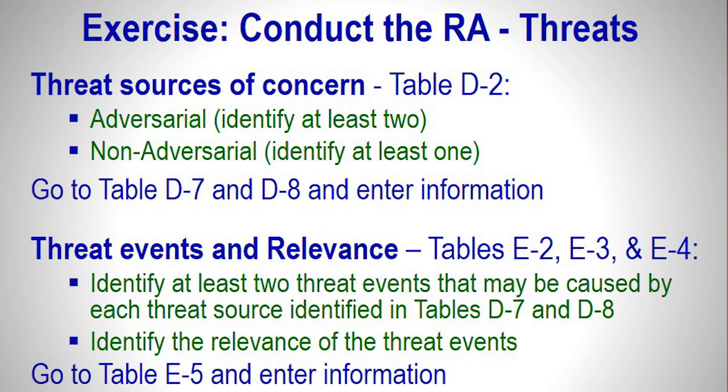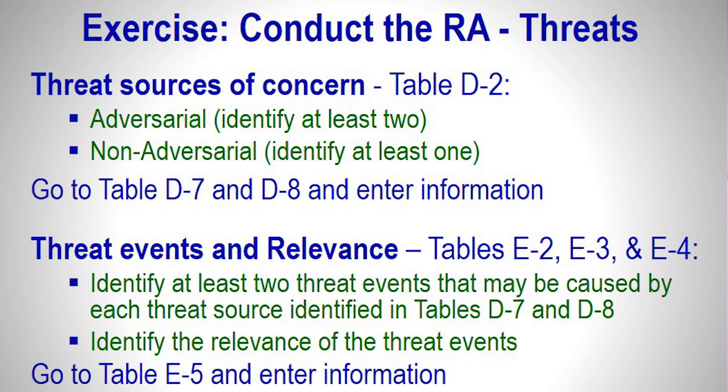Remember in the overview when I talked about how there was a many-to-many relationship between the threat sources and the threats and the vulnerabilities. So here's where we're going to see how that works. We're going to identify our threat events that can happen from the threat sources. So we're not picking random threat events. We're picking threat events that stem from the threat sources that we already identified.